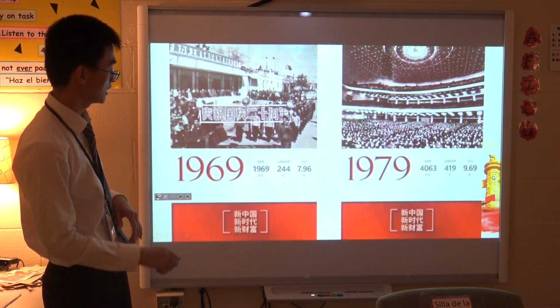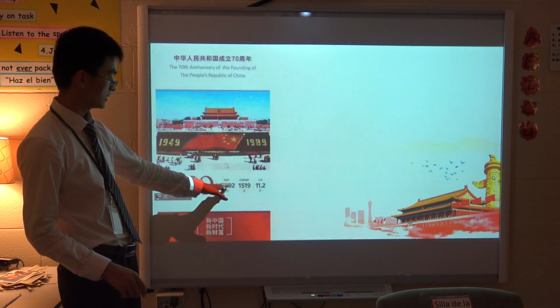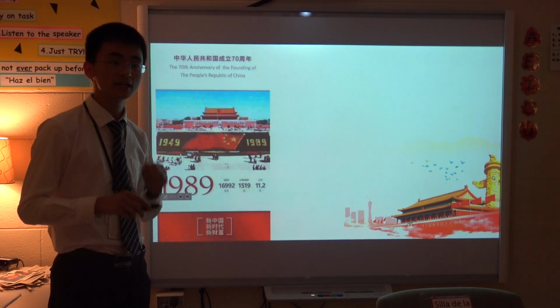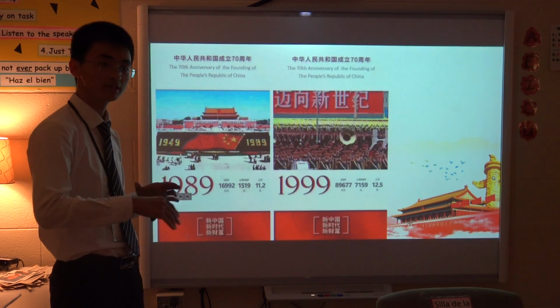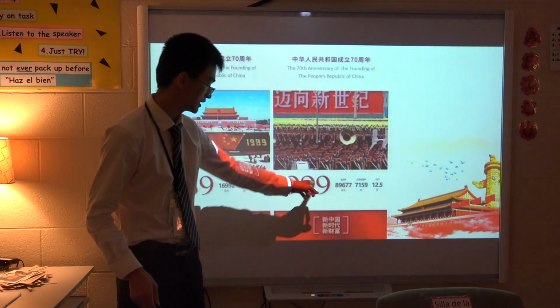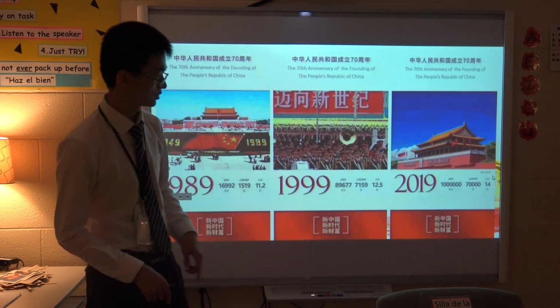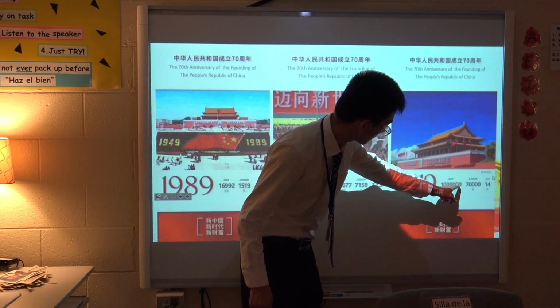Then in 1989, the GDP had become like this. In 1991, we joined the WTO, the World Trade Organization, so the economy developed quickly. Then in 1999, it became like this. And this is this year, so it's about, how to say, billions.